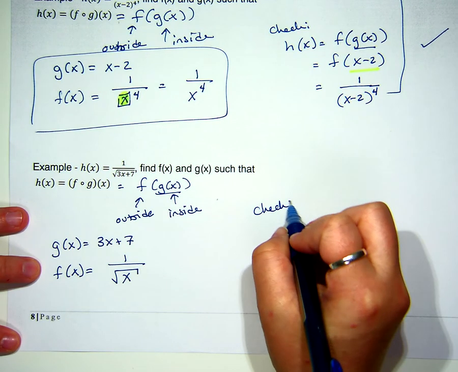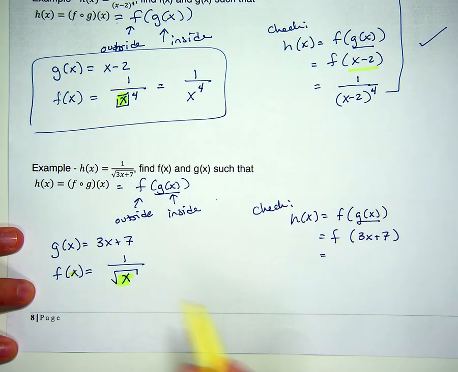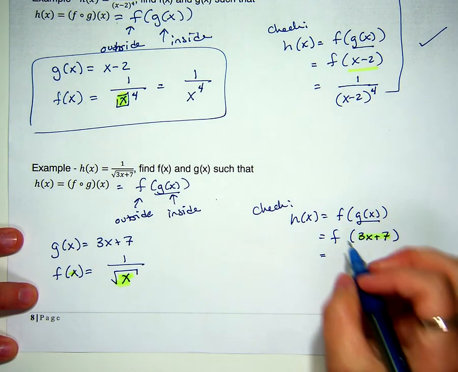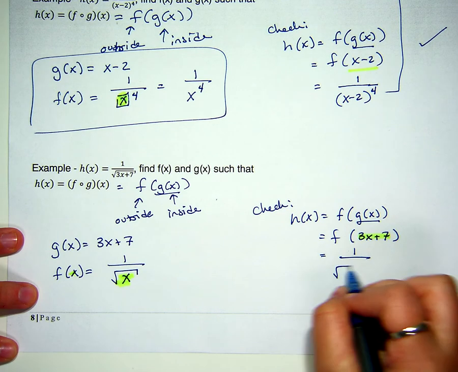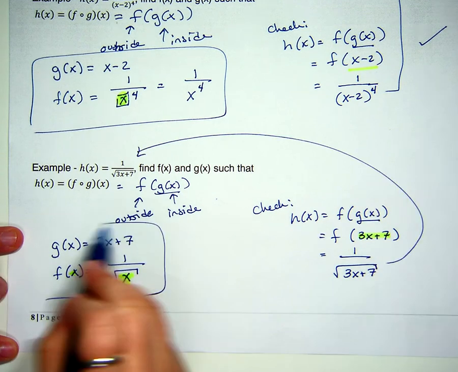Simply check by multiplying out f of g of x. Well, what did I say g of x was? 3x plus 7. So f of 3x plus 7. Okay. Well, f of 3x plus 7 means in my function, in my f of x, I'm going to replace the x with 3x plus 7. Well, that's 1 over the radical 3x plus 7. Does this match what I started with? Yes. Therefore, these two functions work.